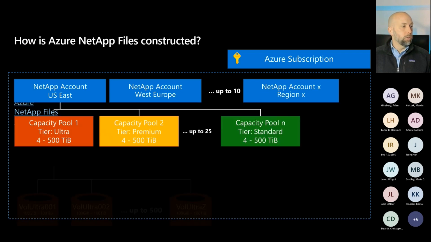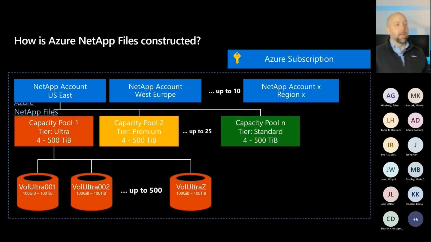And I did want to show too, there is a hierarchy here. This is how Azure NetApp Files is constructed. You can see at the top, we have a NetApp account, which is tied to a particular region. Within that NetApp account, we can deploy several capacity pools. The capacity pool is going to determine the performance of the volume that you put in that capacity pool. And then finally, down here on the bottom, we have the volumes. Each of these volumes is going to represent a data store.